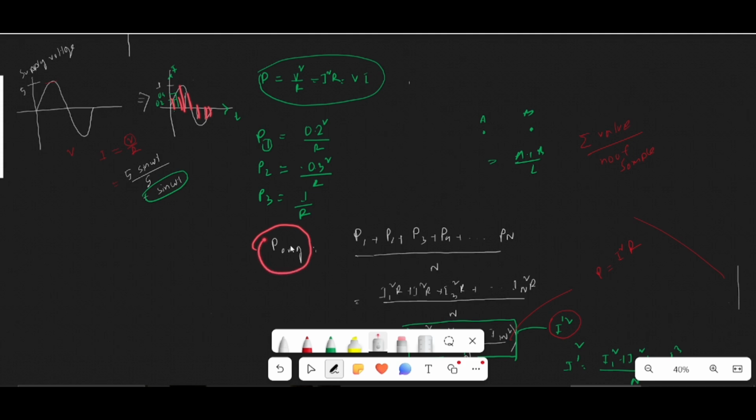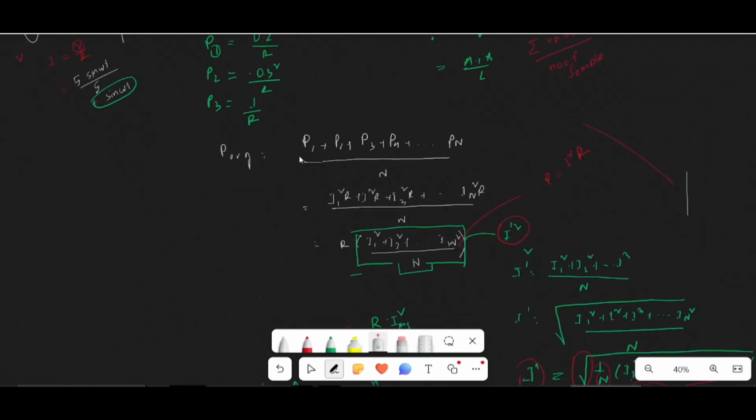So what will be the average? P1 plus P2 plus P3, P4, up to Pn, divided by the number of samples n. So what actually is P? P is equal to I1 squared R, I2 squared R, I3 squared R, up to In squared R, divided by n.